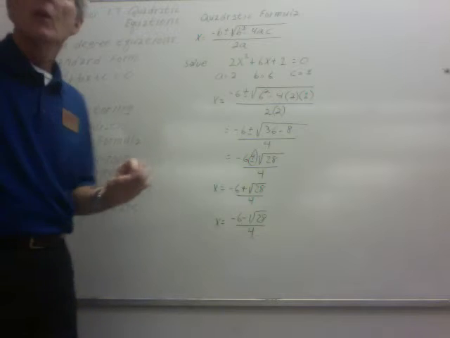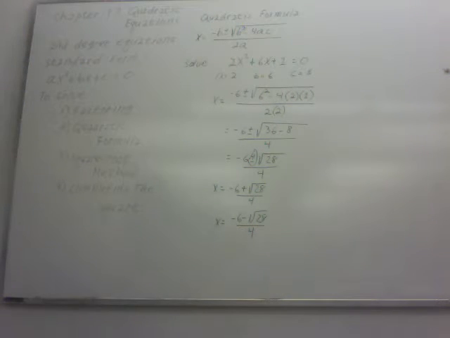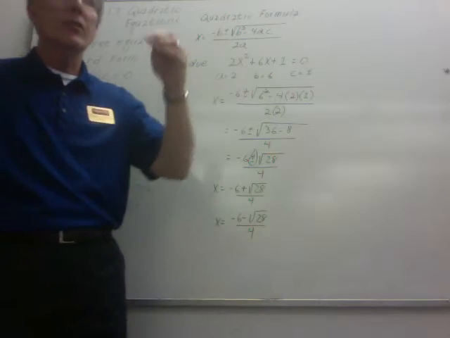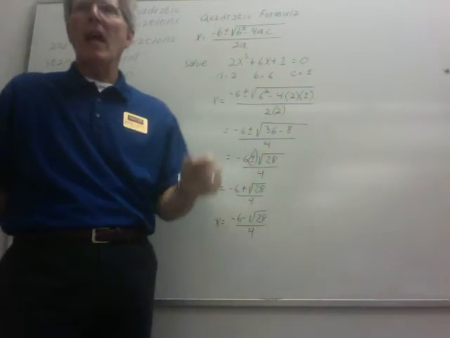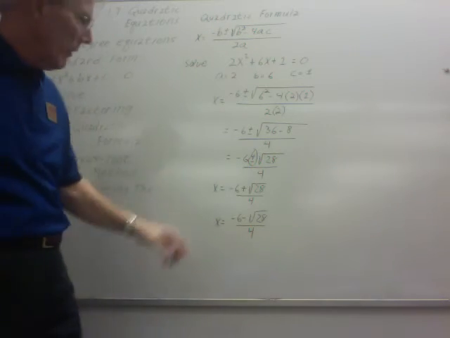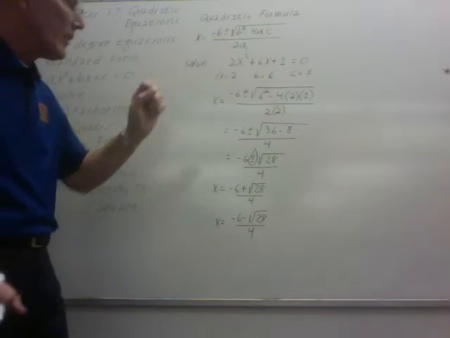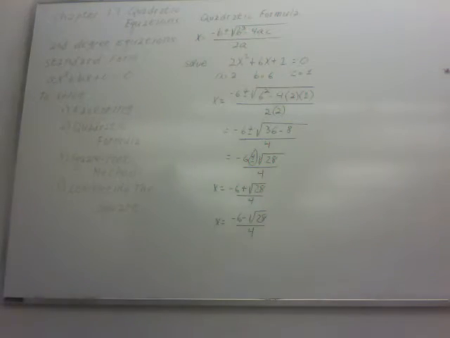Now, when you were in high school, you would end up having to put this into its simplified radical form, which means you would have taken the square root of 28 and broken that down into the square root of 4 times the square root of 7. So the square root of 28 would actually be 2 rad 7. You'd have negative 6 plus or minus 2 rad 7 over 4. You'd factor out a 2, cancel out the 2's, and that would give you your final answer in radical form. That's great. I don't want that.